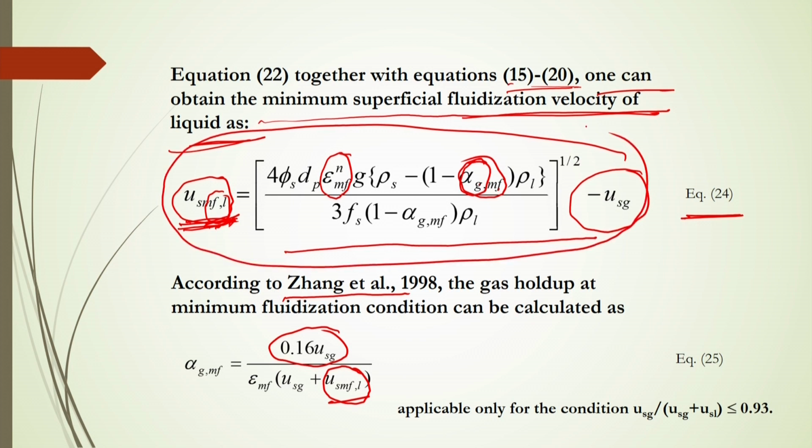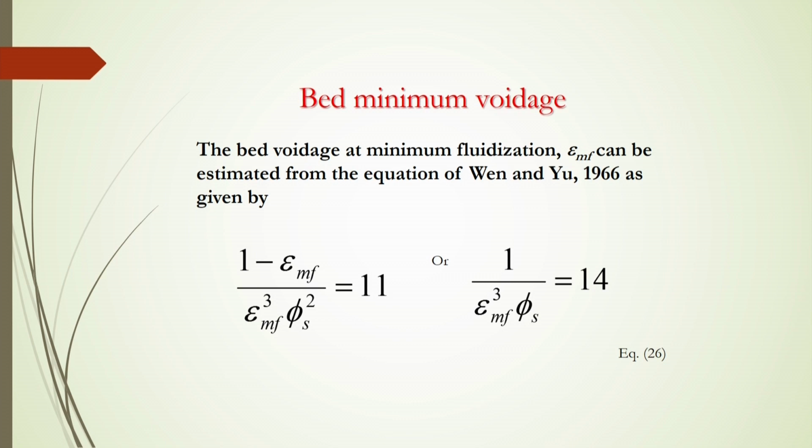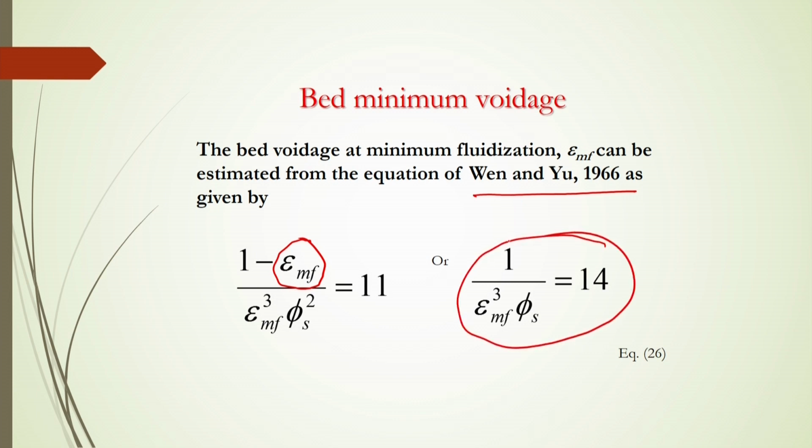You have to solve this nonlinear equation or optimize this nonlinear equation for liquid velocity by different optimization techniques, or by trial and error method you can calculate what should be the minimum velocity for liquid in the gas, liquid, solid system. Then for this minimum voidage you have to obtain here again by this Ergun model, what should be the minimum voidage at this minimum fluidization condition, that is a function of sphericity of the solid particle.